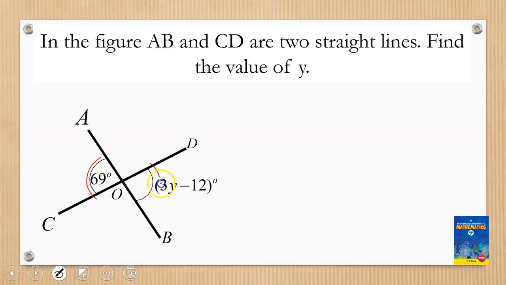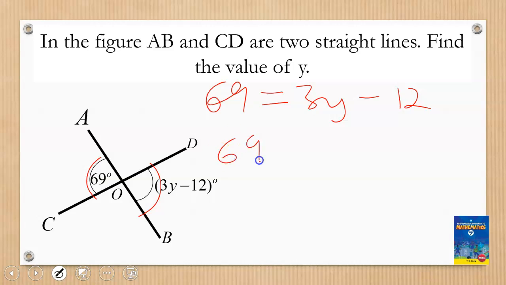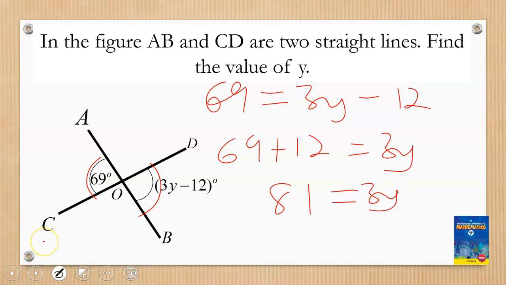So 69 is equal to 3y minus 12. So we can use this to find the angle y. If I group like terms, I will say 69 plus 12 is equal to 3y. Now if I add this, I have 81, right? Is equal to 3y. So to find y, we divide both sides by 3, and then y becomes 27. Good. So the value of y is 27, or we can say 27 degrees.